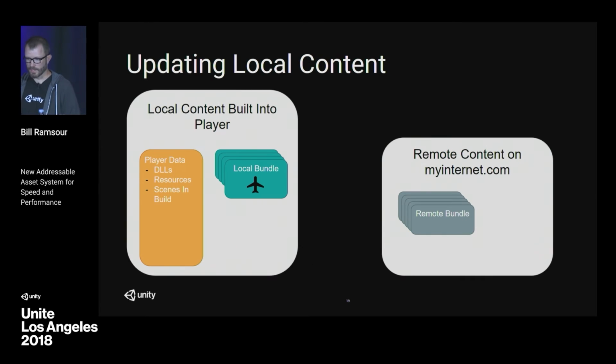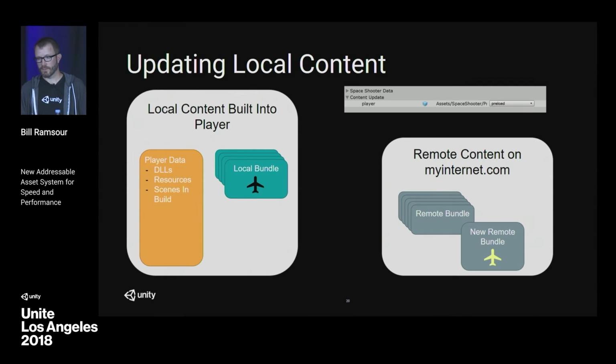Now let's walk through a slightly more complicated scenario. The airplane's local. You made a mistake, you shipped it with the game, and now you want to update it, and we need to handle that. So in this case, we first do the prepare for update, and then we do the build for update. And what this will do is it'll detect that this airplane has changed, pull it out into a new group, and then when you do build for content update, it's going to build that into a new bundle and put it up on the server.